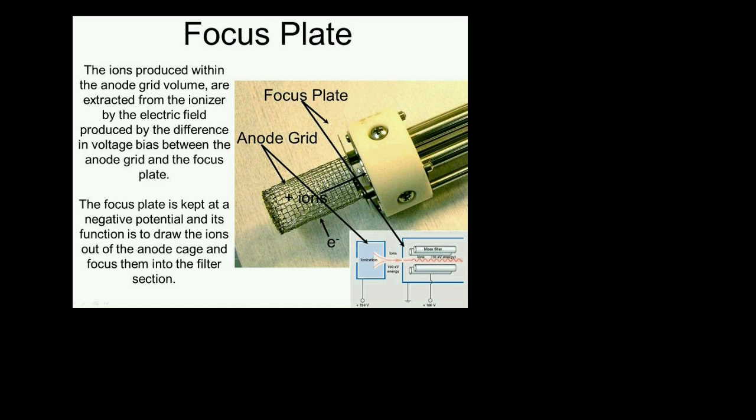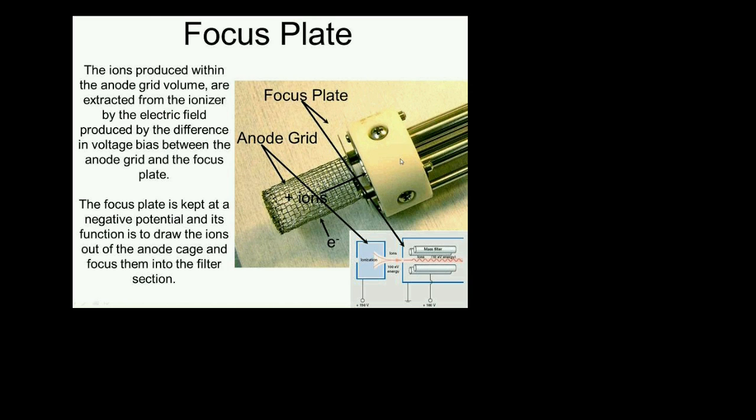Typically, it's kept at a negative potential relative to the anode grid because it needs to attract the positive ions. The only way to do it is for this to have a more negative potential than this anode, so that it can push the electron. And the main thing that you have to worry about in this device is that over time it's going to get contaminated. So you've got to think about it this way.